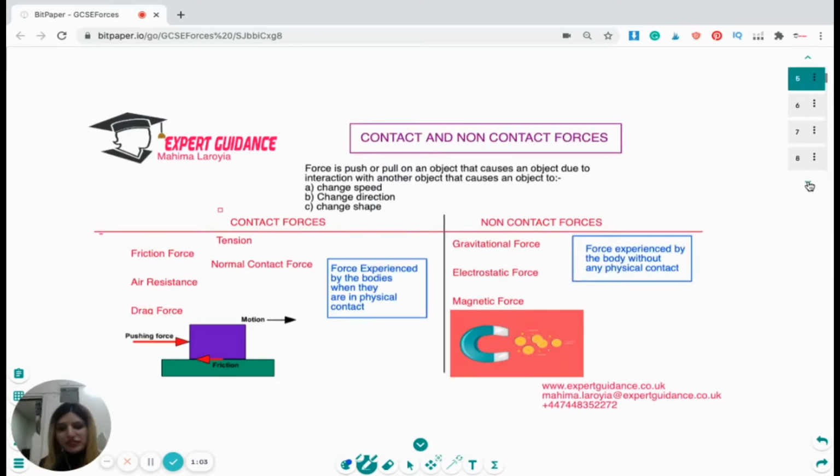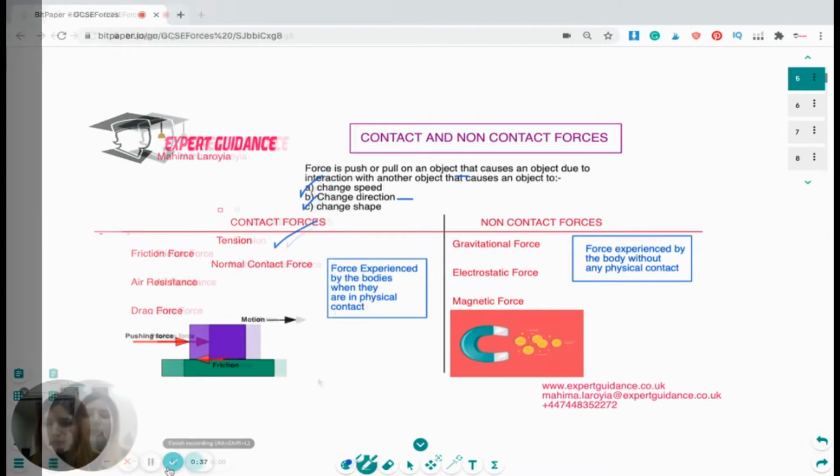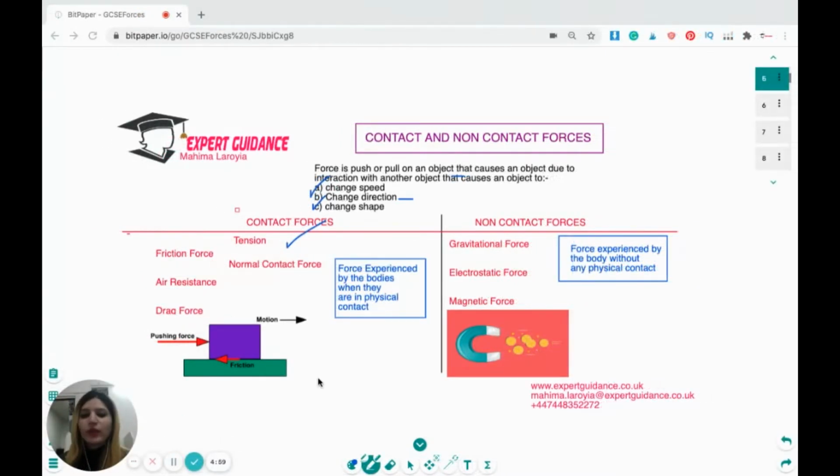Now let's come to forces. Now, what is a force? If I push or pull something, is that a force? No. So a force is a push or pull on something that will either change the speed or the direction or the shape of the object. So force is a push or pull on an object that causes an object to change speed, direction, and shape. I hope you're clear with what are forces.